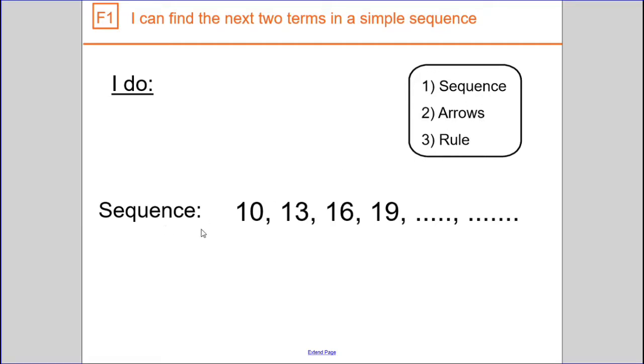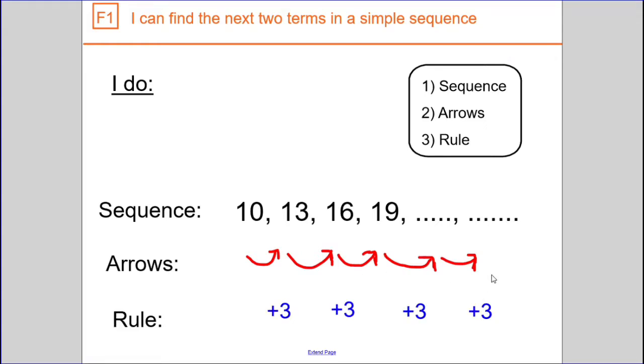So our sequence reads as follows: 10, 13, 16, 19, so on and so on. So we're asked to find the next two terms. First, we're going to jot down our arrows, and notice our arrows are in between each individual term. Then we're going to find our rule. So our rule here is that we are adding 3 each time.